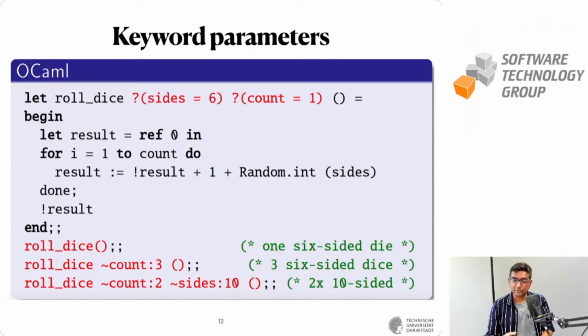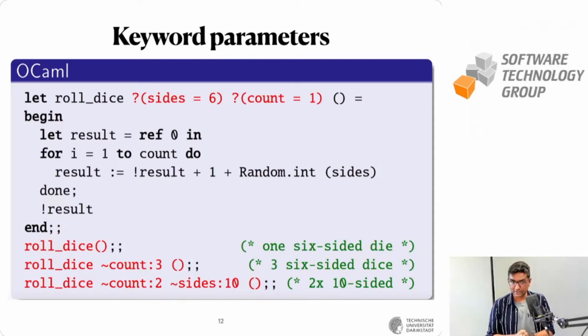And if you call it with the keyword count assigned to 3, you can see the function would simulate rolling a 6-sided die 3 times, because the default value for sides is 6, right? And the third variant of the invocation, where you roll dice with count 2 and sides 10.